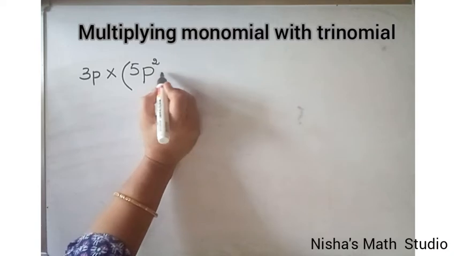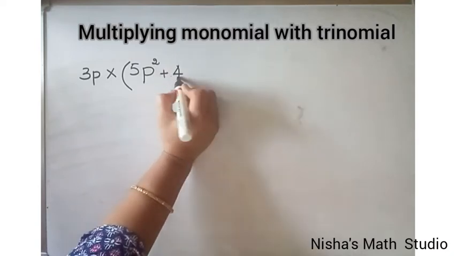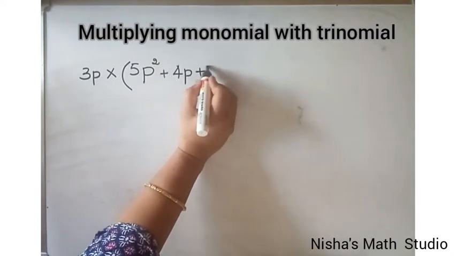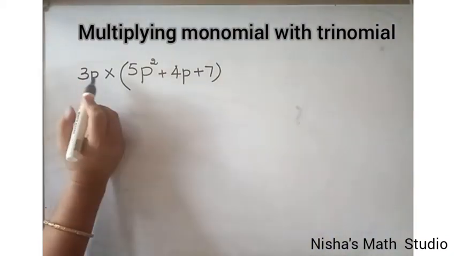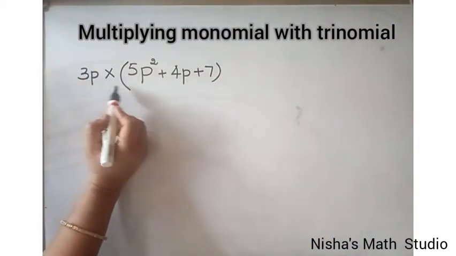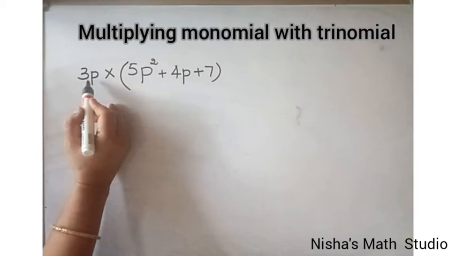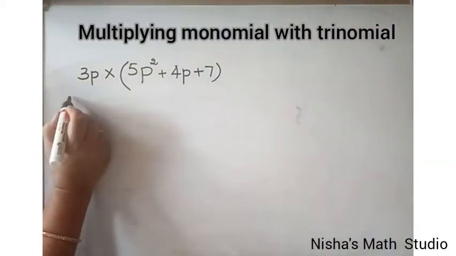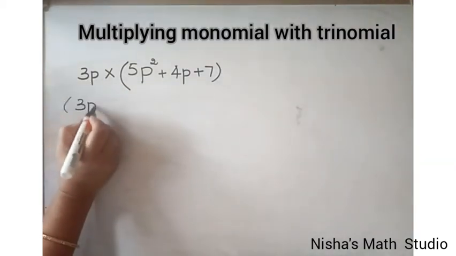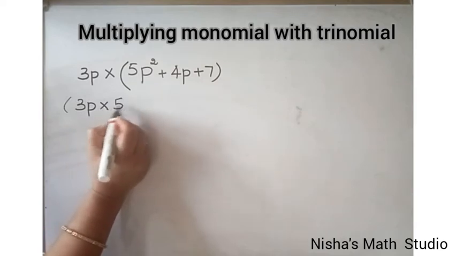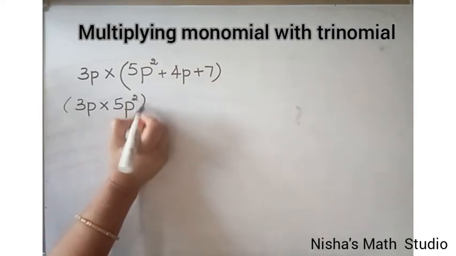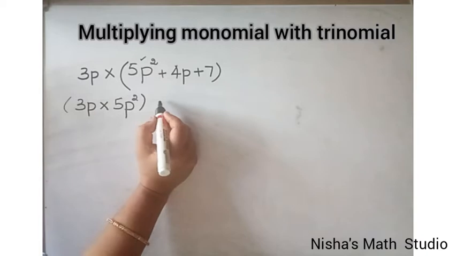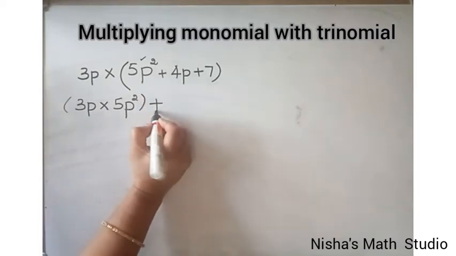5p square plus 4p plus 7. Now this term is to be multiplied with each of these. There are 3 terms inside. So first let's multiply 3p multiplied by 5p square. This is over. Next you have plus here, so put the plus sign.